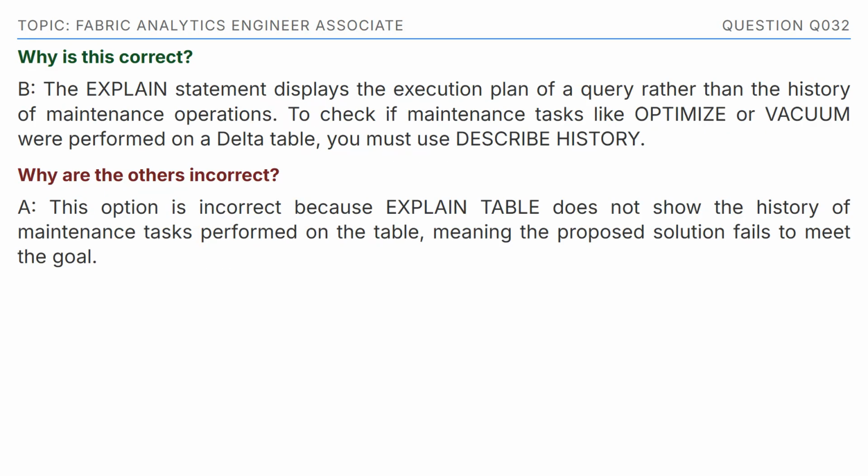Why is this correct? B. The explain statement displays the execution plan of a query rather than the history of maintenance operations. To check if maintenance tasks like optimize or vacuum were performed on a Delta table, you must use describe history. Why are the others incorrect? A. This option is incorrect because explain table does not show the history of maintenance tasks performed on the table, meaning the proposed solution fails to meet the goal.